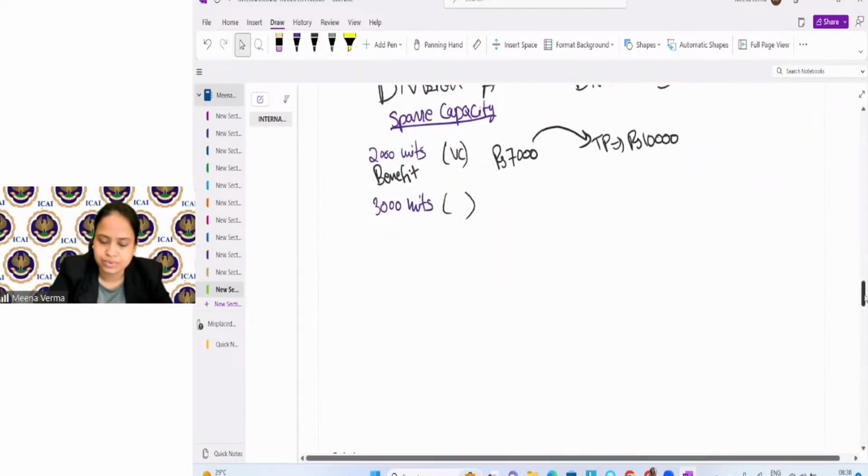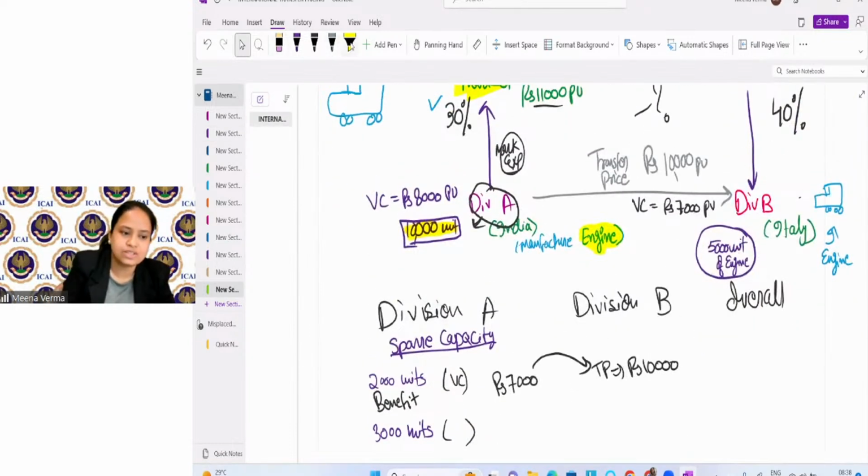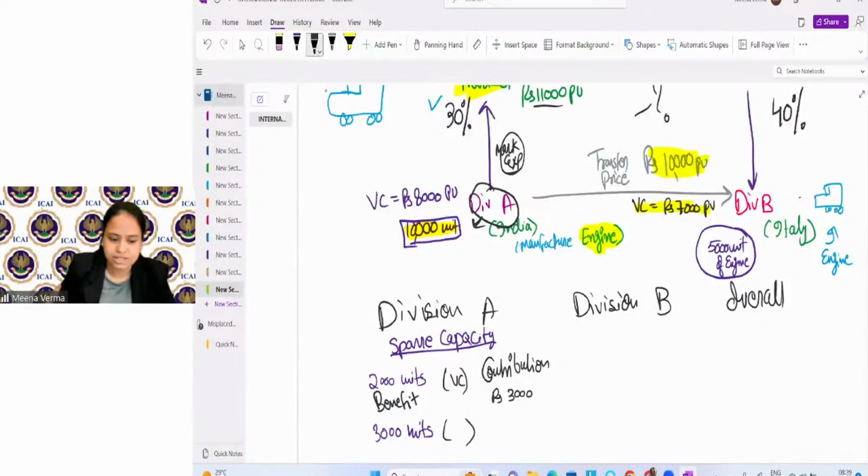You can see it is given above that the contribution per unit is coming as 3,000 per unit. For the 2,000 units which you are transferring internally, there is an increase in contribution. Because division A, when you have a spare capacity and were sitting idle, their minimum expectation is the variable cost. But instead of the variable cost, the transfer price is this.